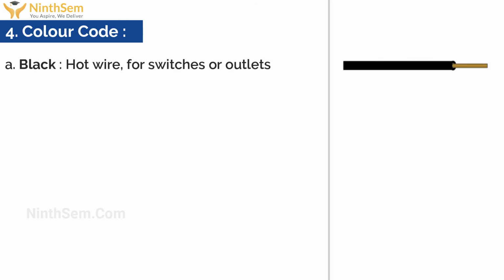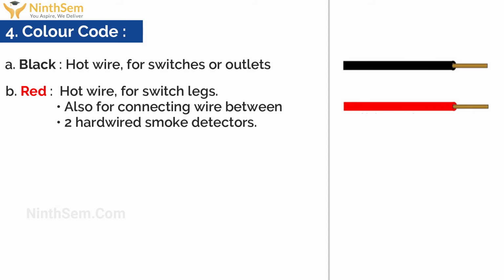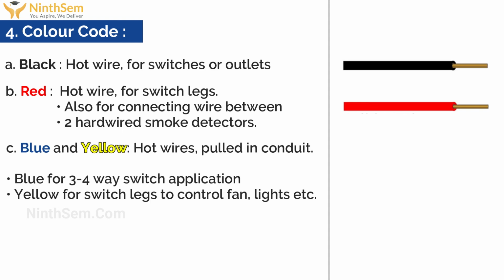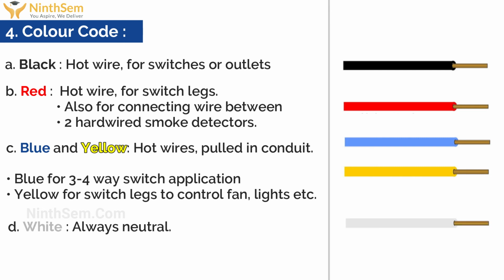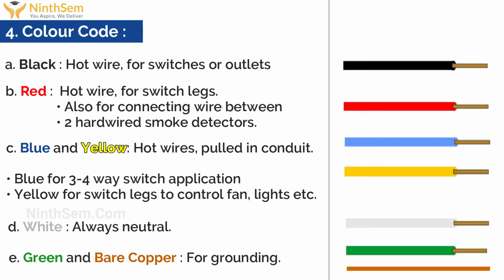Talking about the color codes, different color wires serve different purposes. The black color wire is used for hot wire, for switches or outlets. Red color wire is used for hot wire, for switch legs, also for connecting wire between two hardwired smoke detectors or fire detectors. Blue and yellow color wires are basically hot wires, used in applications pulled in conduit. Blue wire is used for 3-4 way switch application and yellow for switch legs to control fan, lights, etc. White color wire is always neutral. Green and bare copper are always used for grounding purposes.